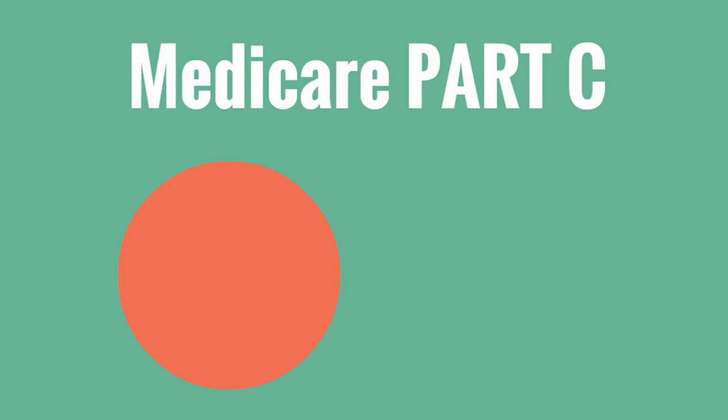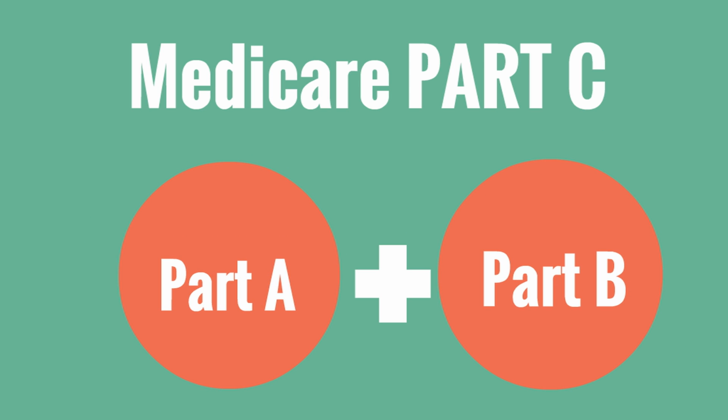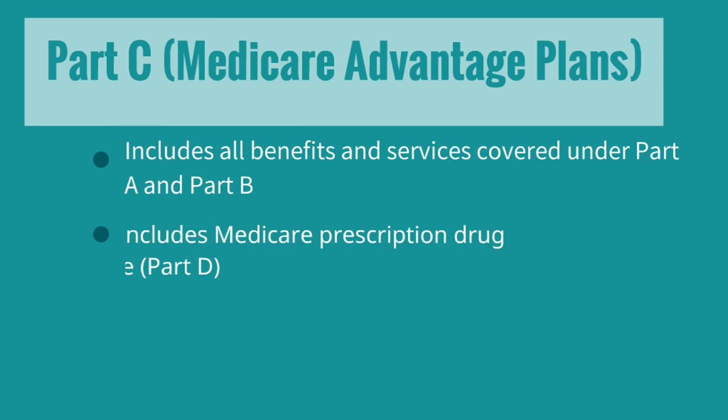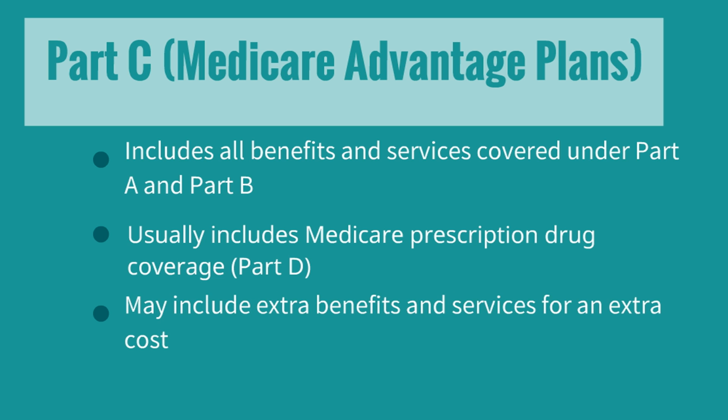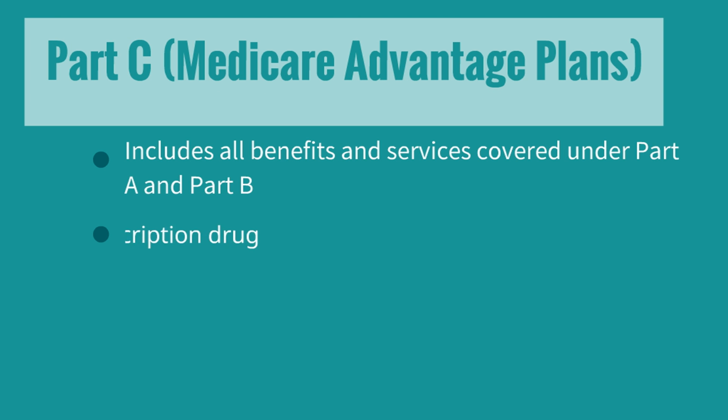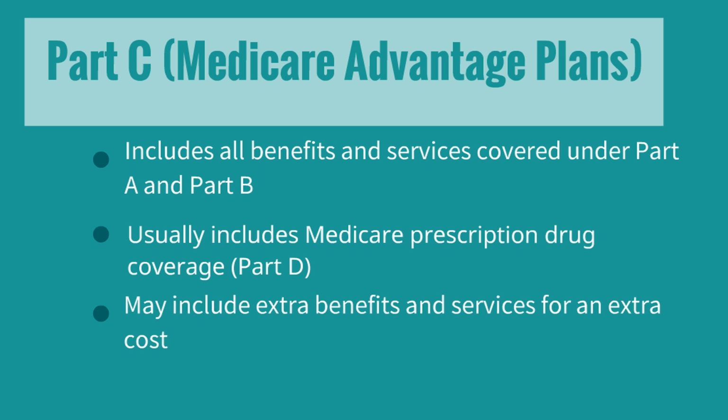Part C, which is Medicare Advantage Plan, works like a health maintenance organization, HMO, or a preferred provider organization, PPO. It includes all benefits and services covered under Part A and Part B, and usually includes Medicare prescription drug coverage, Part D, as part of the plan. It is run by Medicare-approved private insurance companies and may include extra benefits and services for an extra cost.